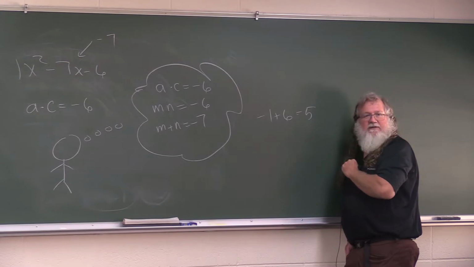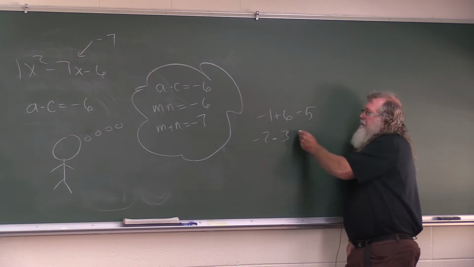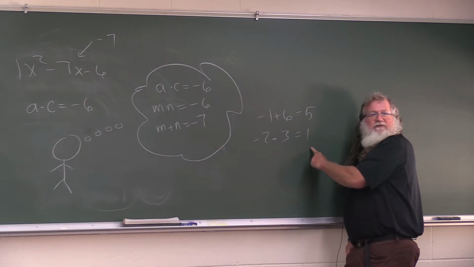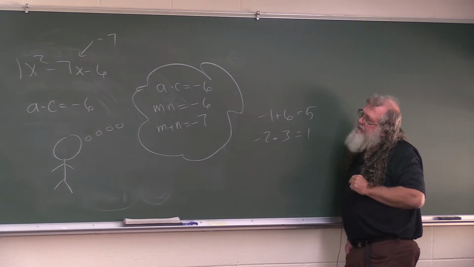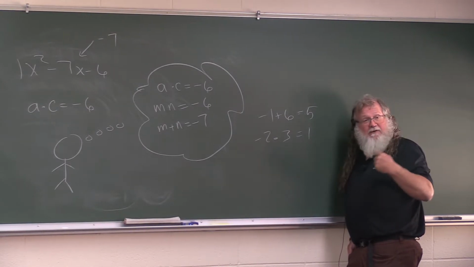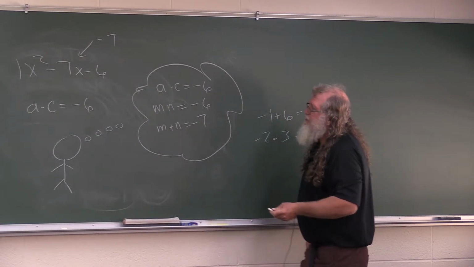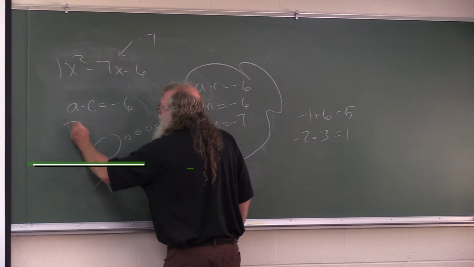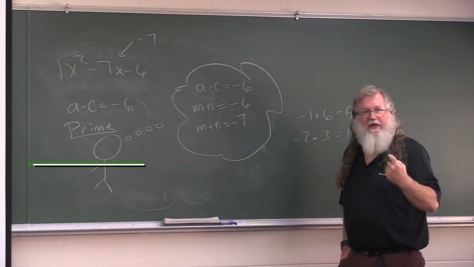How else can we get negative 6? Negative 2 times 3, right? What do those add up to? Those add up to 1, or if I reverse them, they add up to negative 1. Do we find any that add up to negative 7? We didn't. Have we used all the factorings of negative 6? We have. So what's our conclusion here? This polynomial is prime. All right, so that can happen.